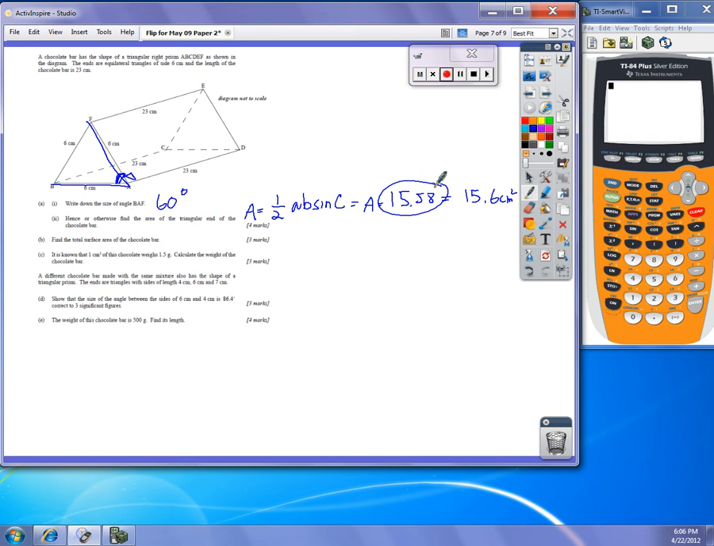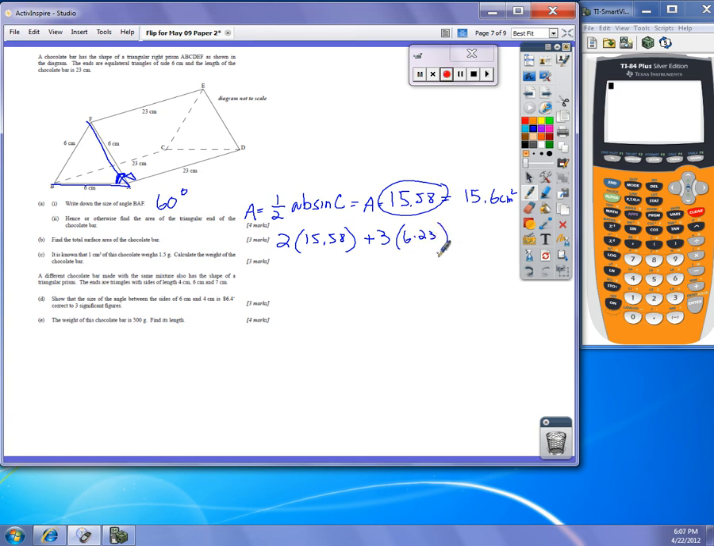We want to find the total surface area of the chocolate bar. We have two of those triangular ends at 15.58, or if you wanted to use 3 or 4 decimal places there, that would be fine. And then we need to find the rest of the surface area. We have 3 rectangles, and they all have an area of 6 times 23. So let's see what that gives us.